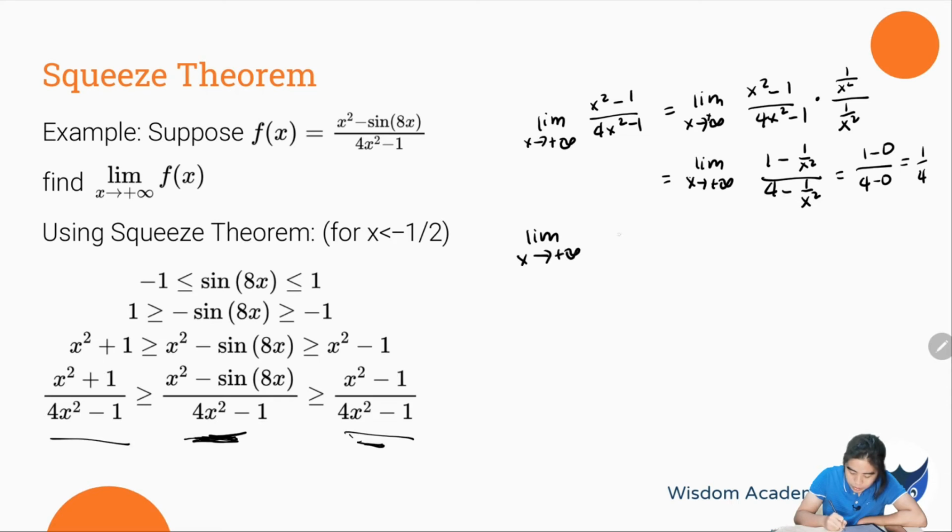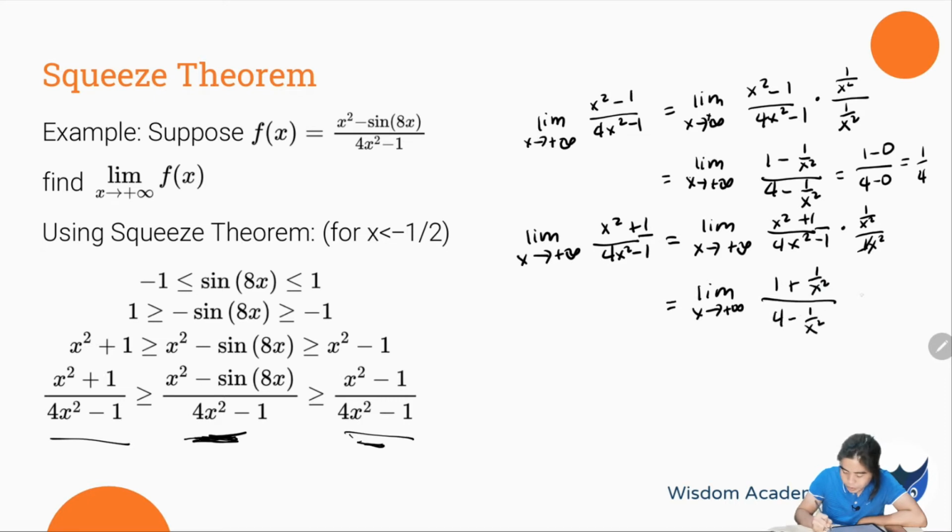So, getting the same from the other side, so limit x approaches positive infinity, x squared plus 1 over 4x squared minus 1. This will be equal to, so multiply only both sides by 1 over x squared. So this will be 1 plus 0 over 4 minus 0 is equals to 1/4. And since their limit is equal, we can say na yung limit ng gitnang function will also be equal to 1/4, which is f of x.